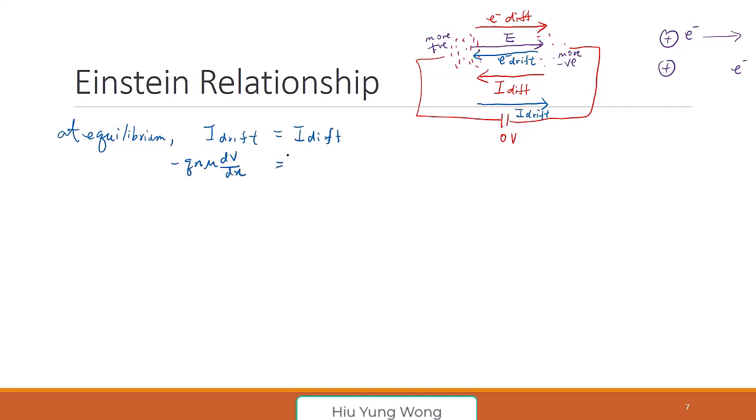Sorry, I said it wrong, right? This is diffusion, not drift. This is a typo. What is the diffusion current? It is N d dn dx.